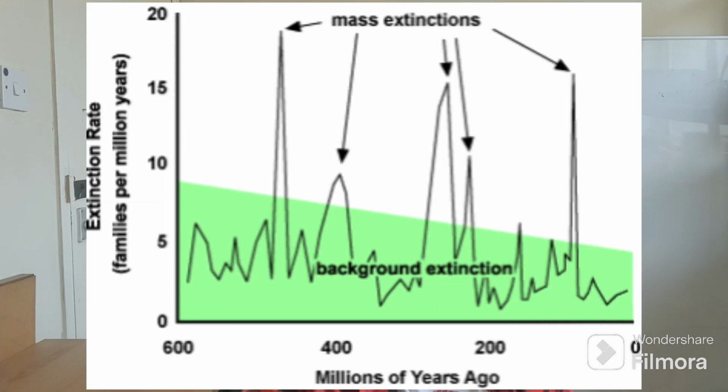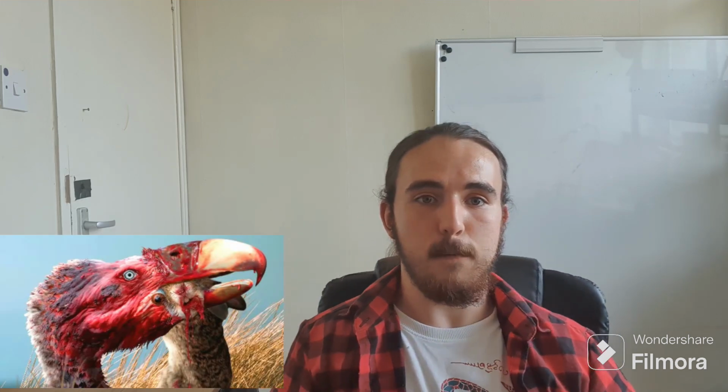Another example is a background extinction. It is an ongoing extinction of individual species from an environment or an ecological factor. An example is the terror birds, which were the dominant predators of South America for almost 57.5 million years.